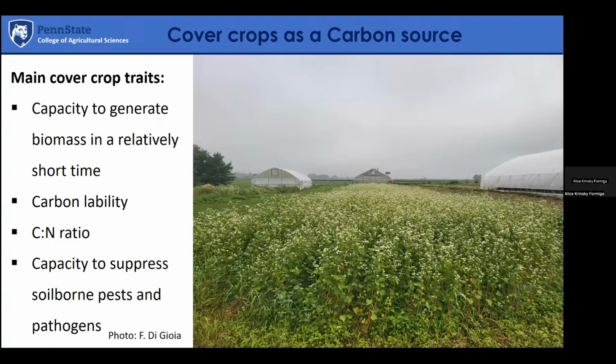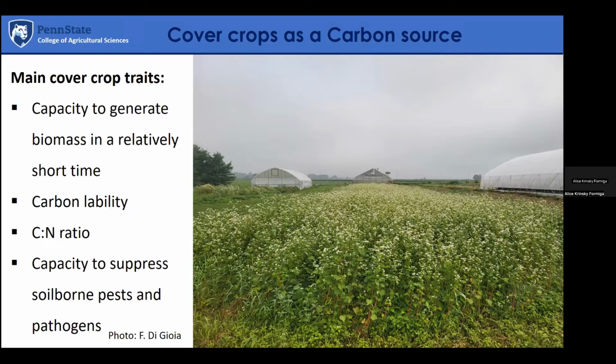Then we can go deeper into the selection of the cover crops, considering the main characteristics that we are looking for in a carbon source. And when we talk about cover crops as a carbon source, these are the main traits that we are looking for.